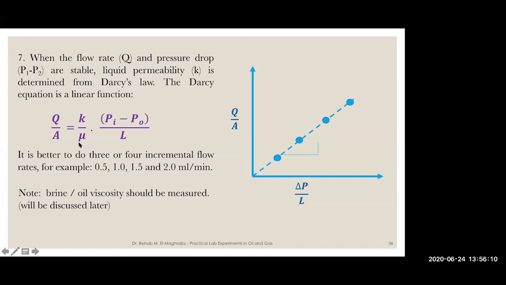The slope of this straight line is permeability over the viscosity. So if you know the viscosity of this brine, and if you measure it, it will be discussed later in the next session, how to measure the viscosity. It is the dynamic viscosity. So permeability over the viscosity is the slope of this line here, so you can calculate the permeability.